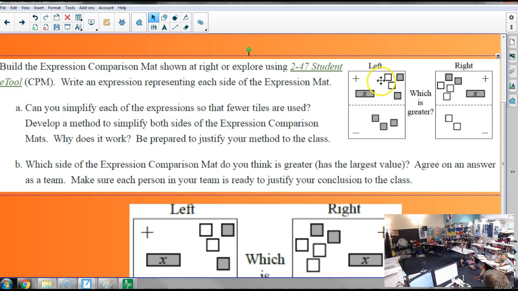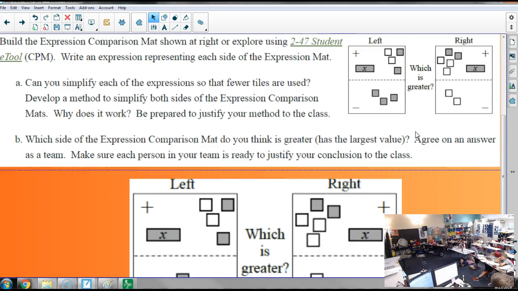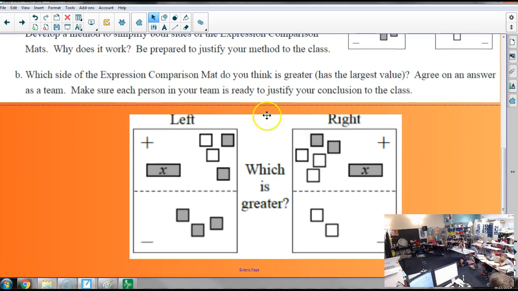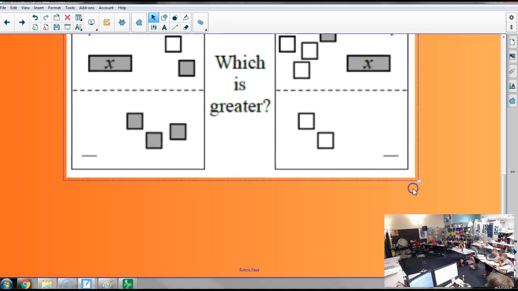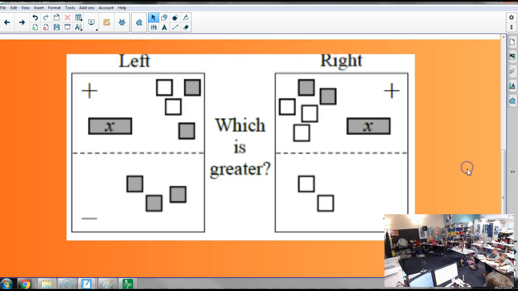So if this is one expression mat, right now we're just calling them expression mats, and this is another expression mat, which one of them has a greater value? So either work it on your mat or write some things down if you want. I need you to be able to tell me the simplified value of both, and then which one is greater. So that is this mat right here, I just copied it so we could have it bigger. Which one has a greater value? So take a minute.